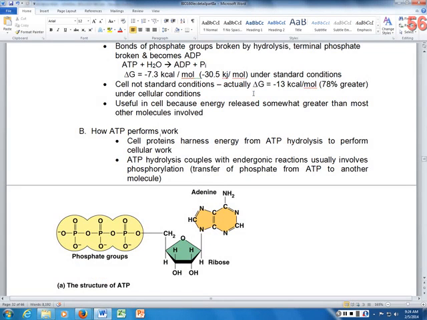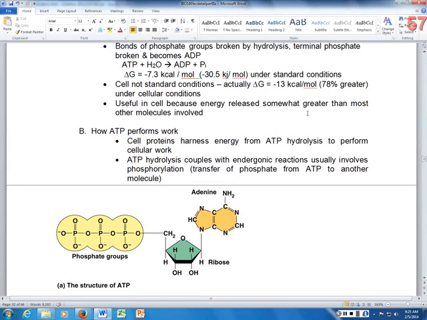The thing is your cell is not standard conditions. Your cell is actually much more favorable than standard conditions. You'll get negative 13 kilocalories per mole. So under cellular conditions, ATP provides 78% more energy than it would under standard lab conditions. ATP likes to work in our body. It's really happy to work in our body.